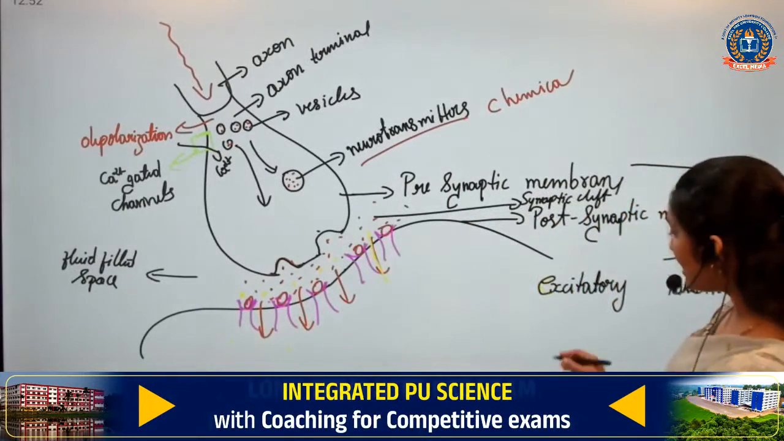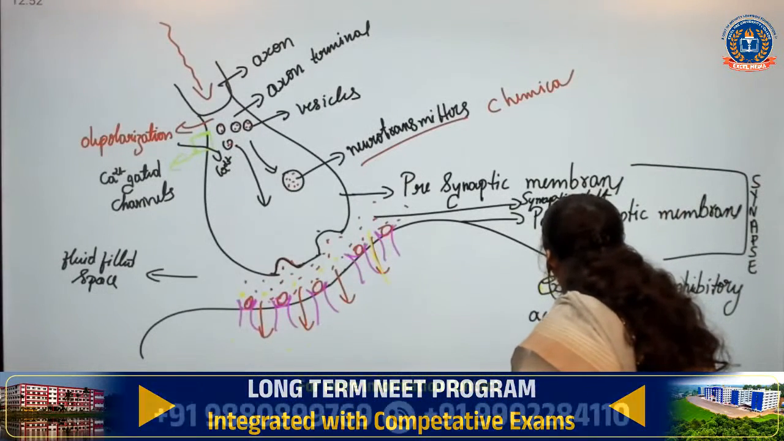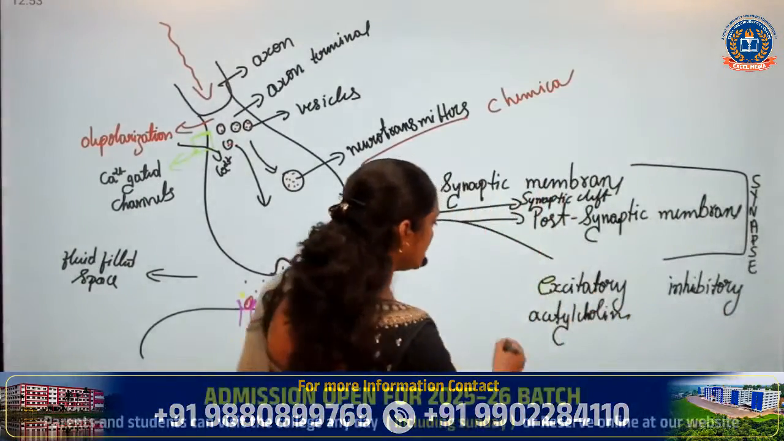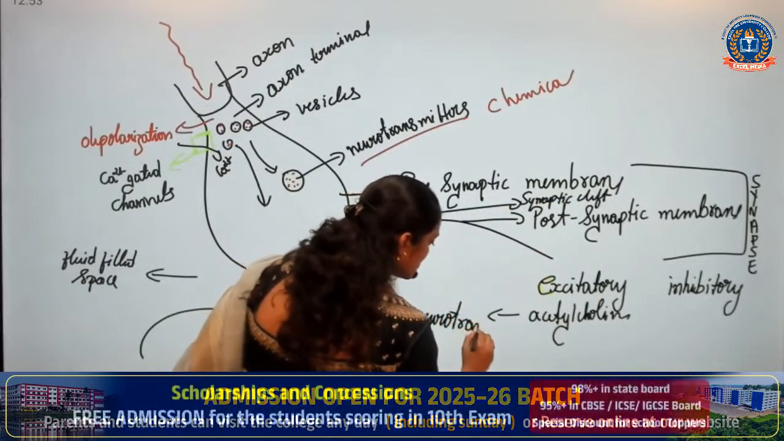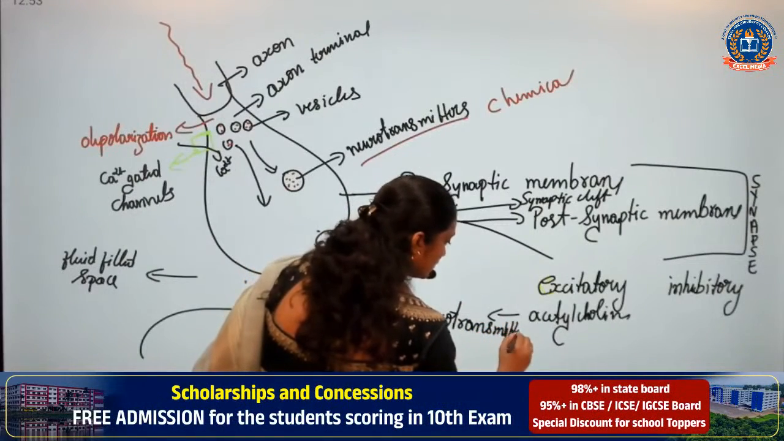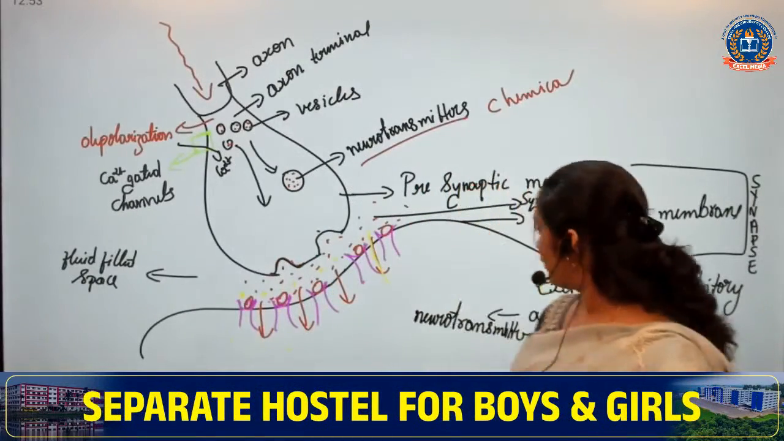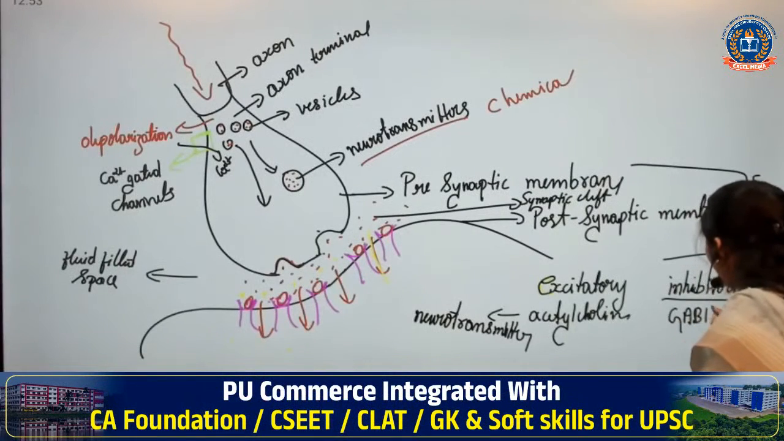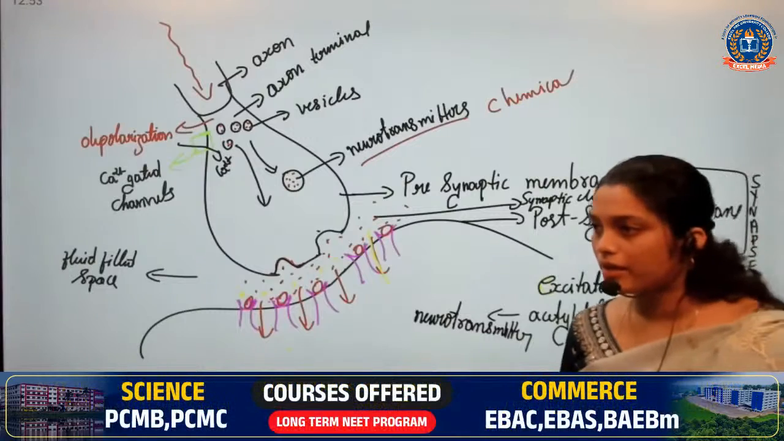So an example excitatory molecule is acetylcholine. This acetylcholine is one of the neurotransmitters. And inhibitory, if it wants to slow down the passage of the signal, we have one more example, that is GABA. We have one more molecule which acts as an inhibitory. Yes, those are neurotransmitter molecules.